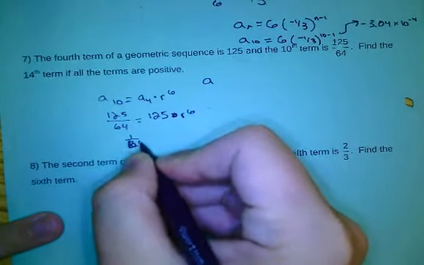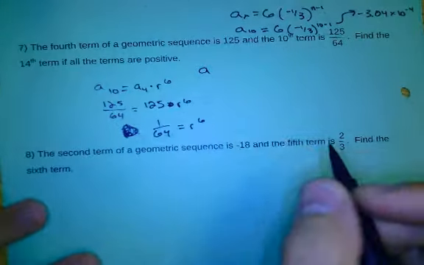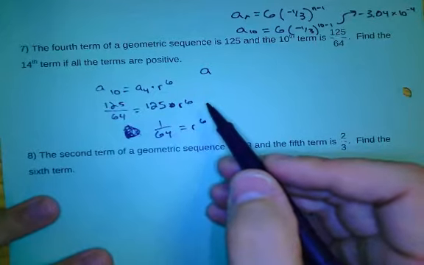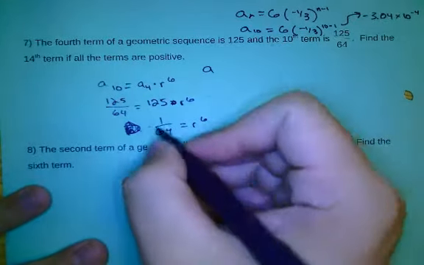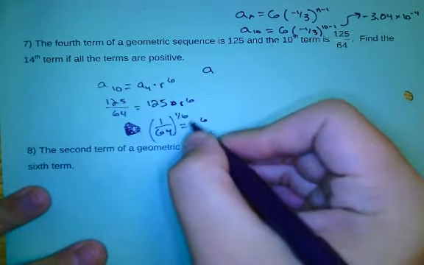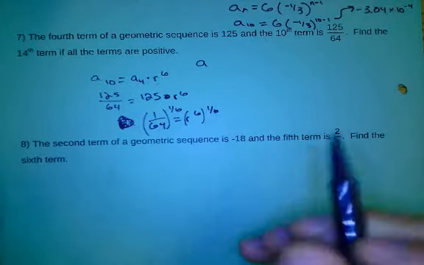Okay, you have a calculator for this, so don't be too scared. 1 over 64 equals R to the 6th. So in your calculator, do you know how to do the 1/6 power? To get rid of this 6, you actually have to do on both sides the 1/6 power. What is 1 over 64 to the 1/6 power? It's 1/2.